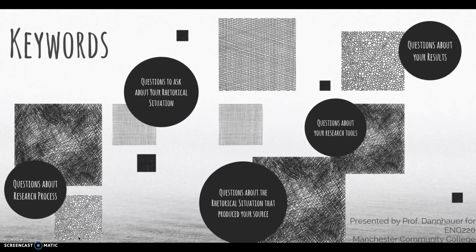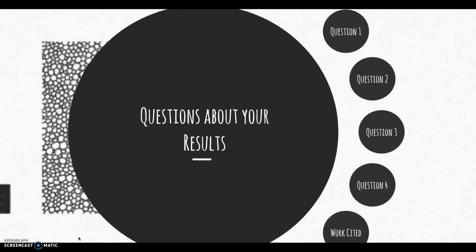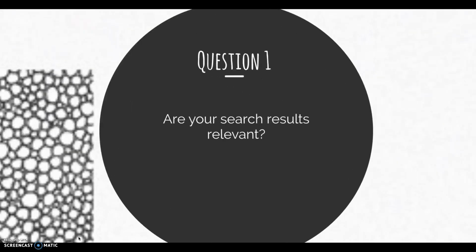Okay, the next question are questions about your results. So, are your search results relevant? So let's go over a little bit of this. As you search, you should pause regularly to analyze your results as a whole. If they are useful, fantastic. If not, use what you know about how keywords work to troubleshoot your search terms. If you're getting lots of irrelevant results, consider combining your broad keywords with additional terms or substituting keywords with synonyms.